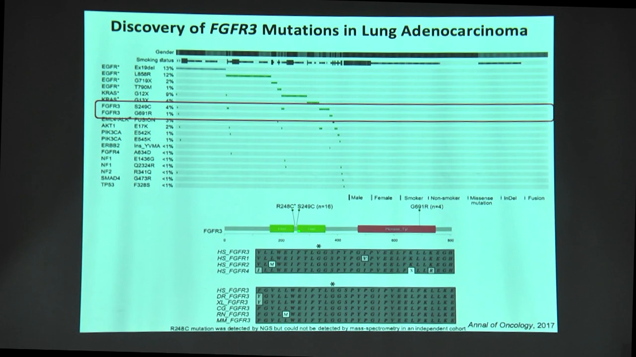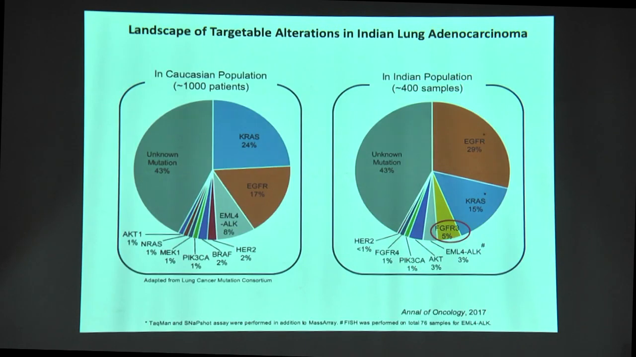These mutations were plural. They were in the kinase domain and in the extracellular domain, and they occurred in a total of about 5.5%, which was not reported in the Caucasian population. Now, 5.5% occurrence in Indian lung adenocarcinoma patients, given that we have a huge denominator, itself means a significant total burden in India. So this is a disease in its own setting.